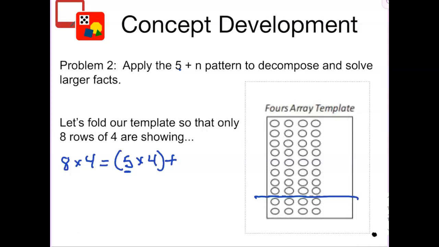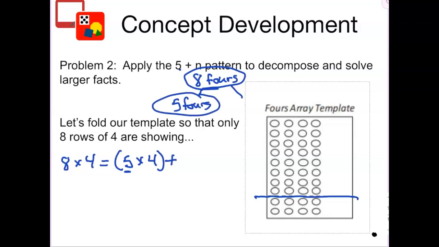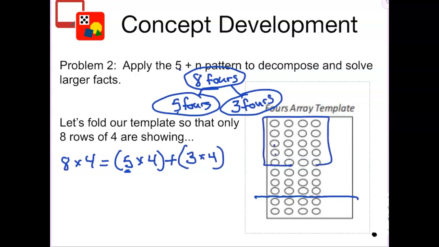8? Well, if I have 8 fours, I can think of it in terms of a number bond. I've already done my 5 fours. If we have 5 fours, how many more do we need to get to 8? We need 3 fours. So now we're going to do 3 times 4. You can come over here and count or skip count if you need to do 5 times 4 to get these products.